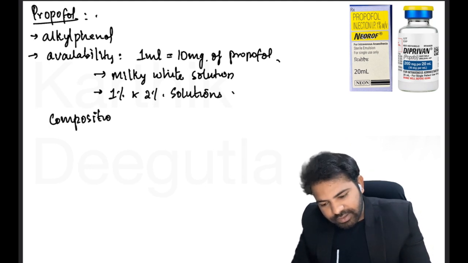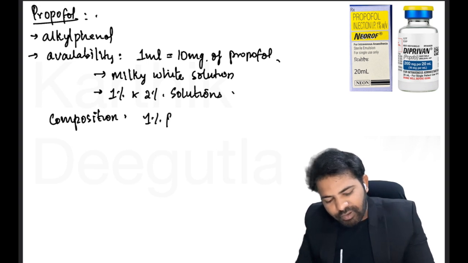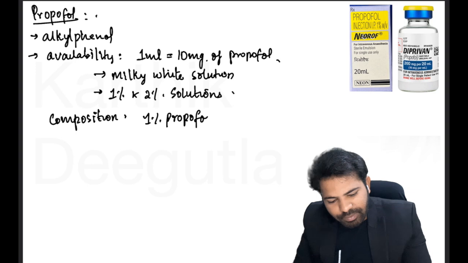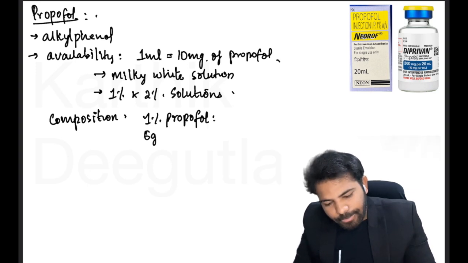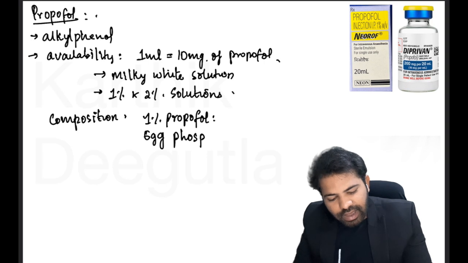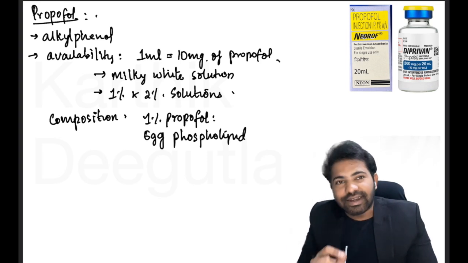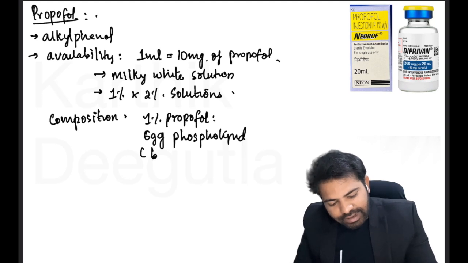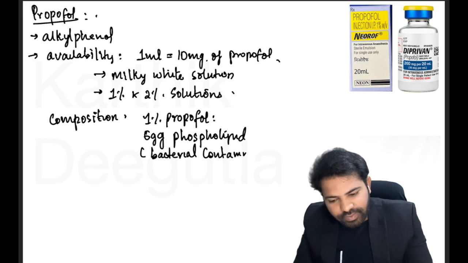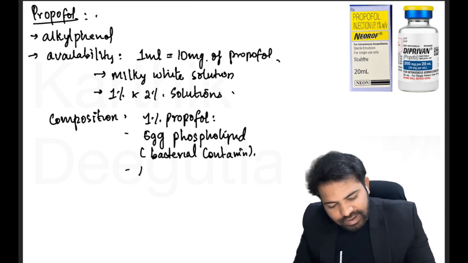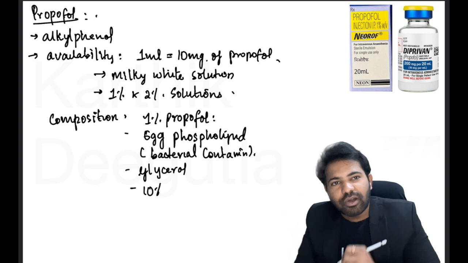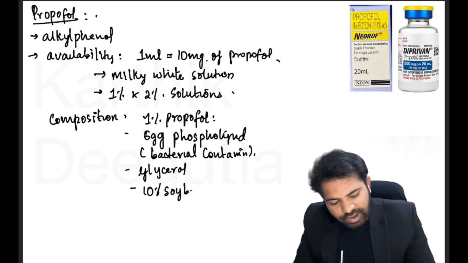Alright, now what is the composition of propofol? It contains 1% propofol, which contains egg phospholipid. There is a high chance of bacterial contamination for propofol due to this reason, that it contains egg phospholipid. Then there is glycerol. Then there is 10% soybean oil.